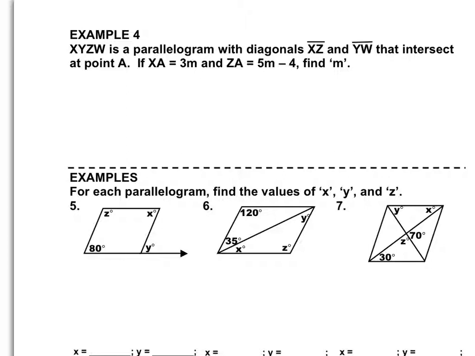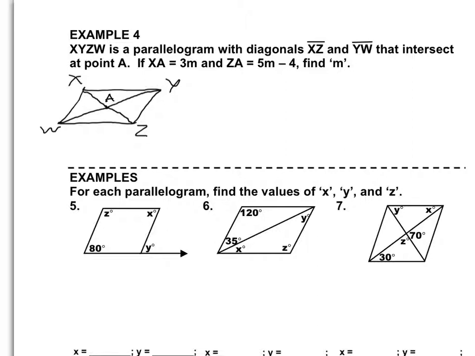So they say XYZW is a parallelogram. I'm going to draw it. We've got X, Y, Z, W, with diagonals XZ, so X connects to Z, and YW, so Y connects to W, and they intersect right here at a point they're calling point A.